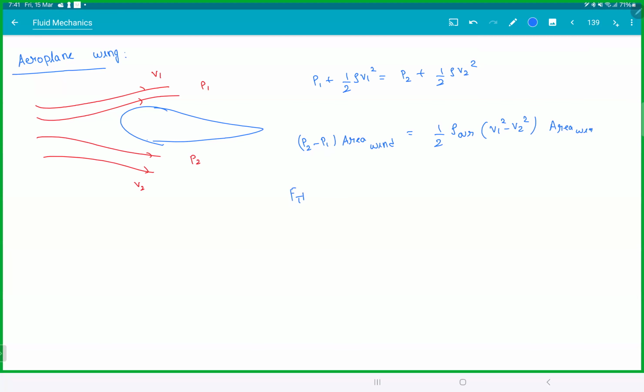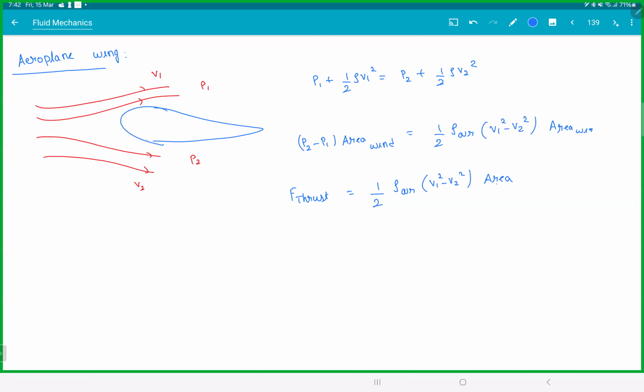This is the thrust force on the wing. Density of air into V1 square minus V2 square into area. This is the force on an aeroplane wing. This is a question in the exam directly. They'll give you the values and they'll ask you how much force is acting on the aeroplane. If there are two wings, A is the total area, okay? If you want the total force, it is the total area. If you want the force on one wing, then the area of one wing. Standard result.